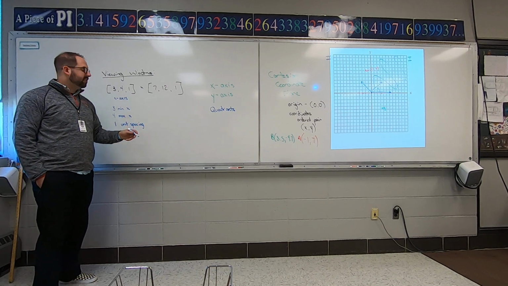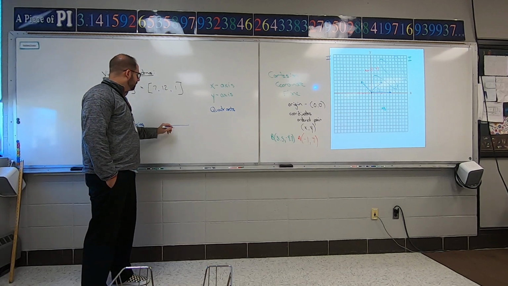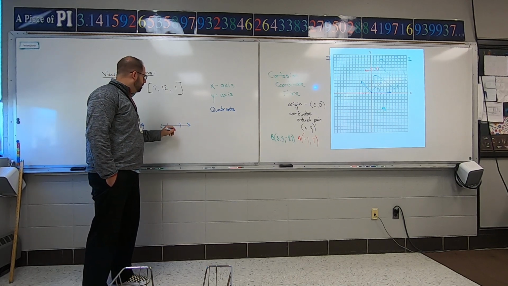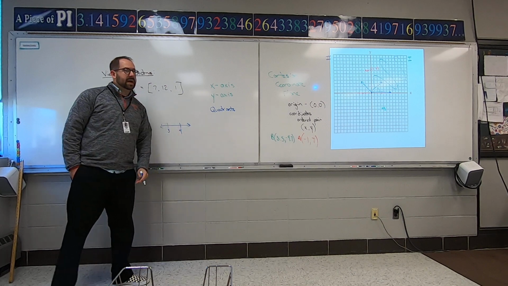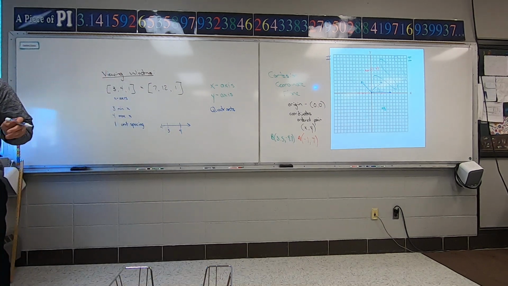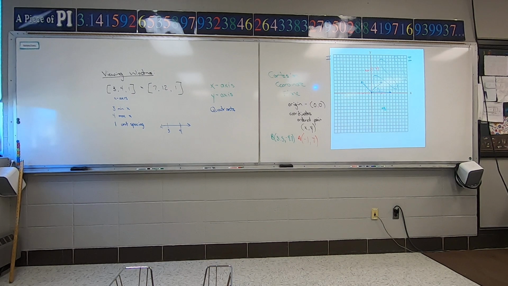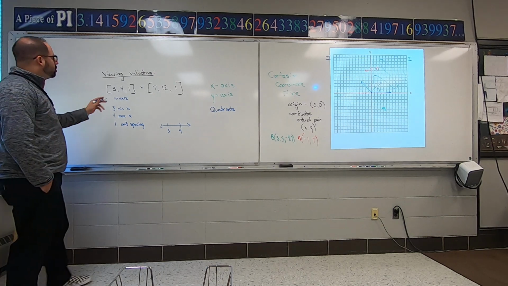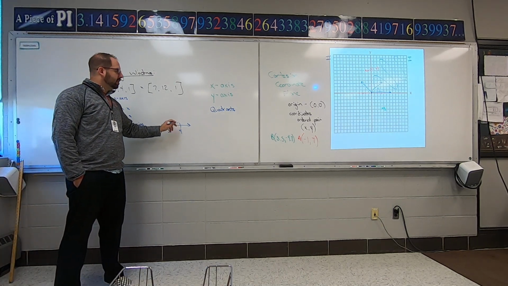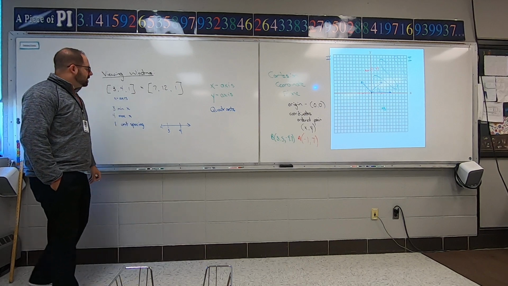So on your graph, this is what your graph would look like. That's my x-axis. It's telling me my lowest number, it's telling me my highest number, and it's telling me the units I have to put between the hash marks. I have 1 space between the hash marks. If the spacing was 2, I have to put 2 spaces between them. Okay? Does that make sense?